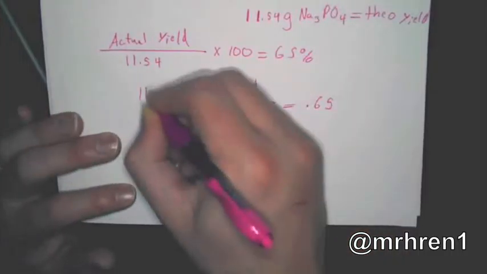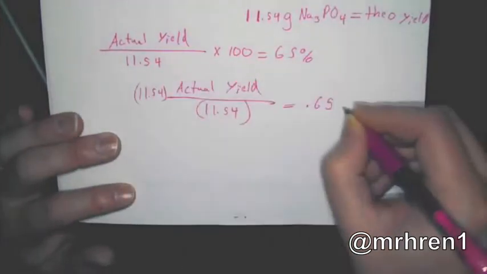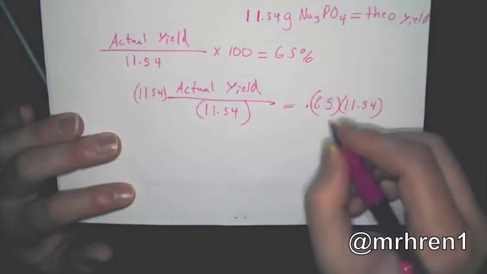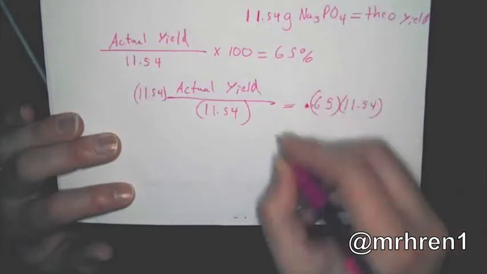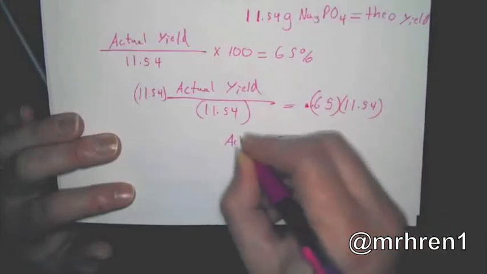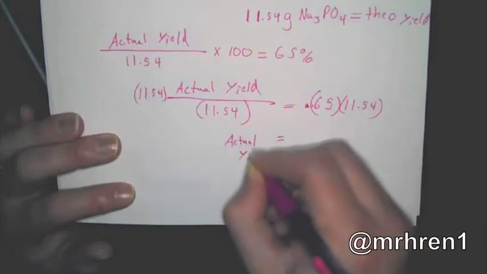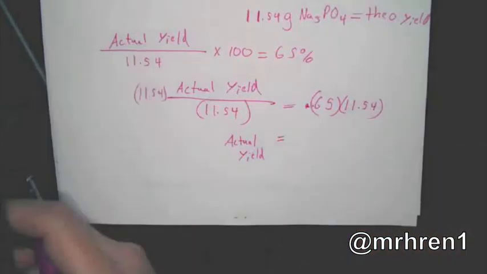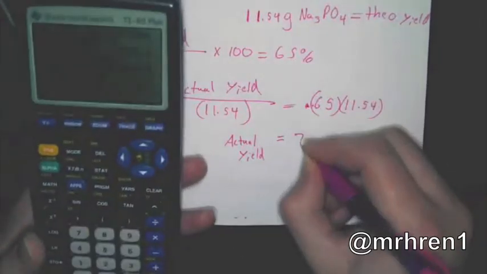So you multiply both sides by 11.54, and you find that your actual yield is what? Oh, I have to do it? Okay. 7.5.